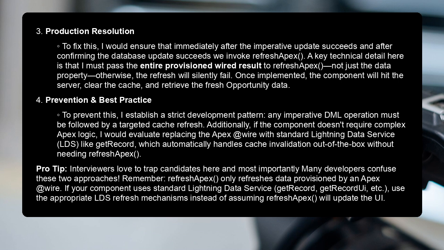4. Prevention and best practice. To prevent this, I establish a strict development pattern. Any imperative DML operation must be followed by a targeted cache refresh. Additionally, if the component does not require complex Apex logic, I would evaluate replacing the Apex @wire with standard Lightning Data Service (LDS) like getRecord, which automatically handles cache invalidation out of the box without needing refreshApex.